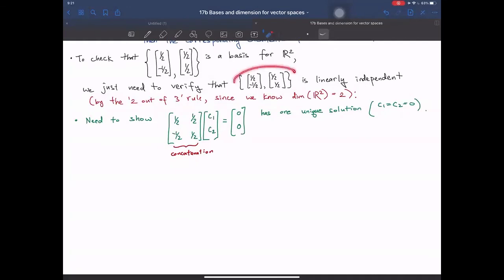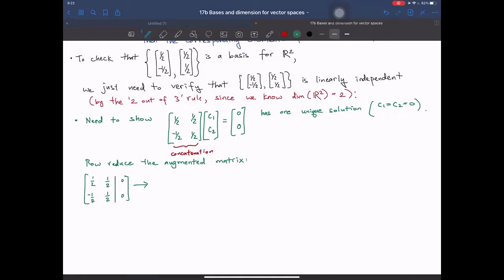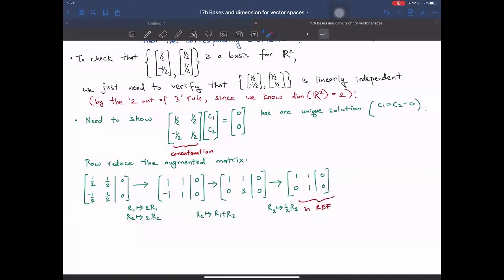To show that this set is linearly independent, we take the concatenation matrix and we need to show that this concatenation times a vector equals the 0 vector has one unique solution, which is that both variables are 0. I turn this into an augmented matrix and row reduce. I multiply both rows by 2. And now I have this leading one, and I will kill the entry below. And I arrive at a row echelon form. I see that every column to the left of the vertical line has a leading one. This shows that this equation here has one unique solution.